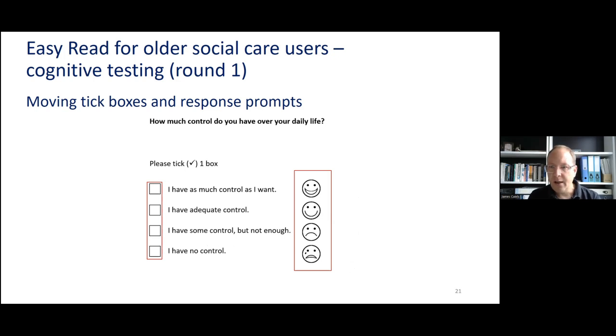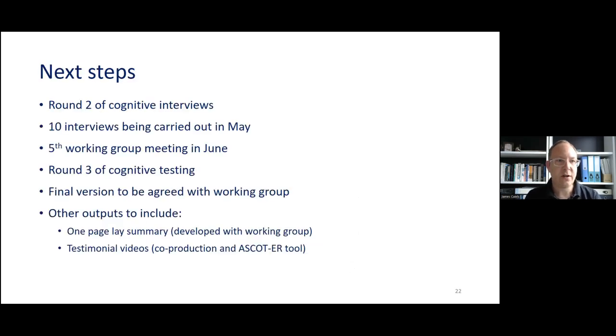I'm aware I'm running out of time, so this is my last slide. Just to outline some of our next steps, which is to complete the round 2 of cognitive interviews. We've got 10 interviews currently being carried out. We've got our 5th working group meeting in June, so we'll take back our findings to that group and discuss some potential changes, some of the issues that we've had. We'll go out again for round 3 of cognitive testing, and then we'll come back and the final version will be agreed with the working group.